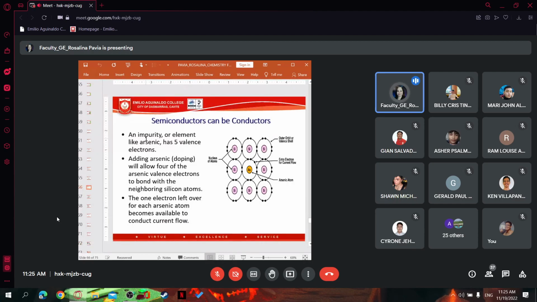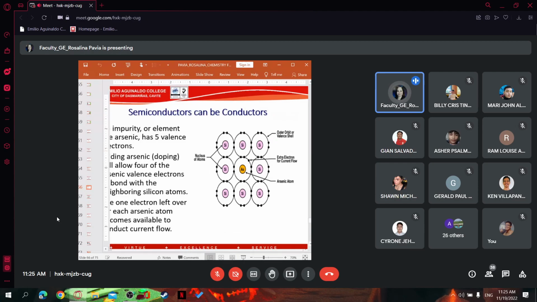So an impurity or element like arsenic has 5 valence electrons. Check your periodic table. Arsenic is under group 5 of your periodic table, meaning it has 5 valence electrons. Tama? Nakita nyo? So adding arsenic will allow four of the arsenic valence electrons to bond with the neighboring silicon atoms. The 1 electron left over for each arsenic atom becomes available to conduct current flow.